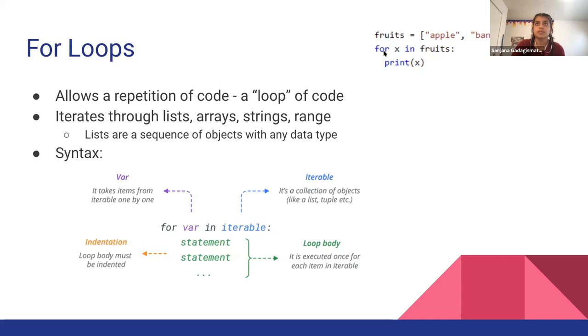And so this is an example of a for loop, which is pretty simple. The variable right here is x, and then it's saying in fruits. So x will assume one of the strings in the list of fruits, and while doing that, it'll print that value. So if x is first apple, it will print apple, and then it'll go to banana and print banana, and then it'll go to cherry and print cherry.